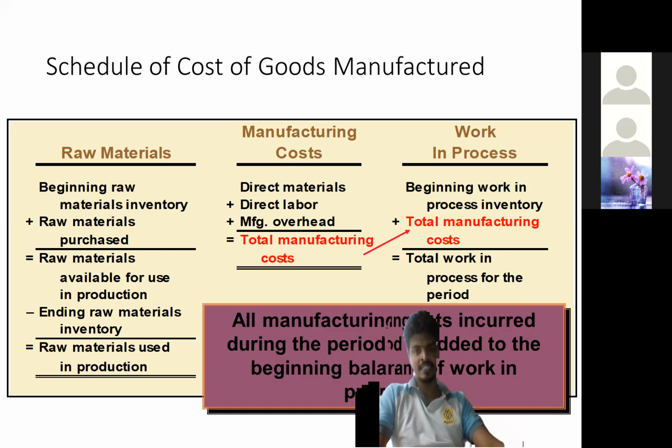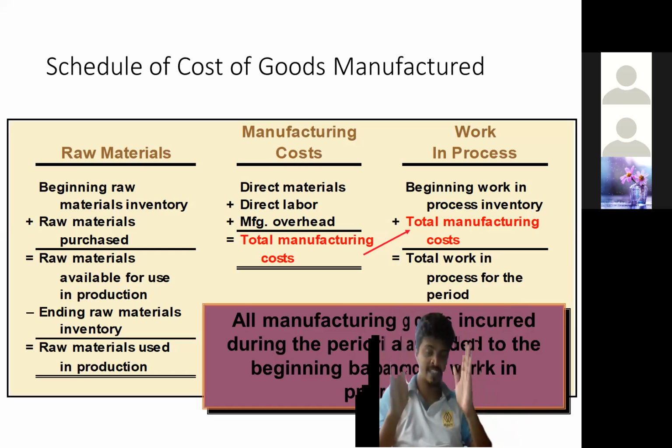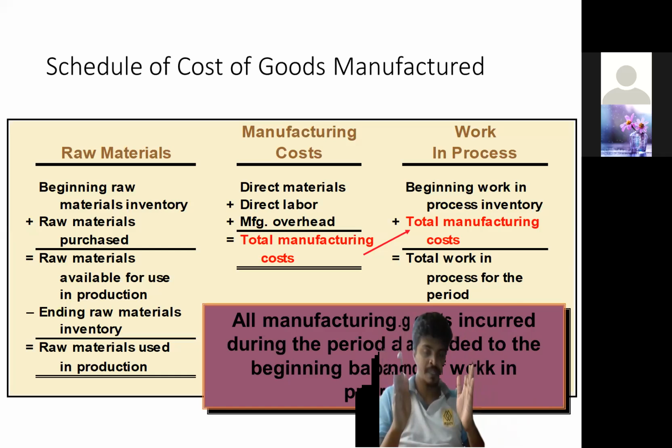So in that case, what makes the difference between the cost which we incurred and the cost related to our produced product is the work in progress.